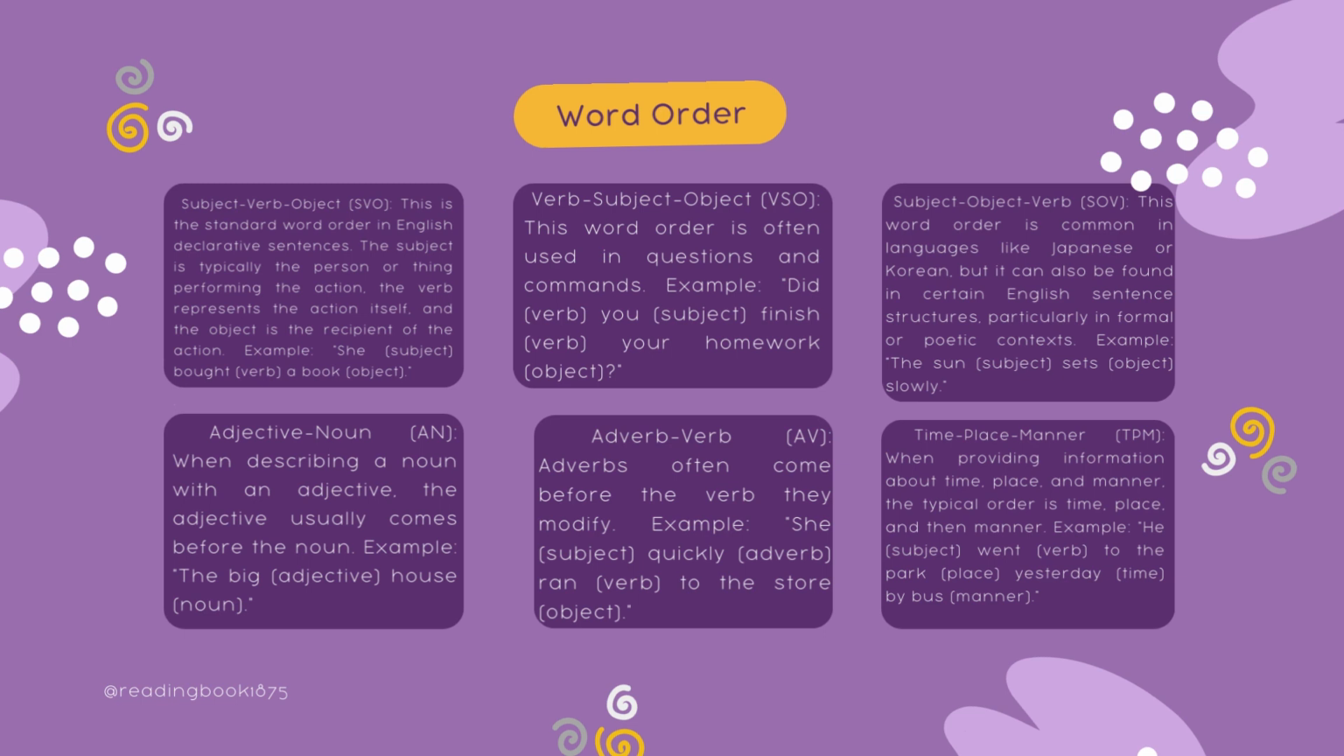6. Time-place-manner, TPM. When providing information about time, place, and manner, the typical order is time, place, and then manner. Example: He (subject) went (verb) to the park (place) yesterday (time) by bus (manner).